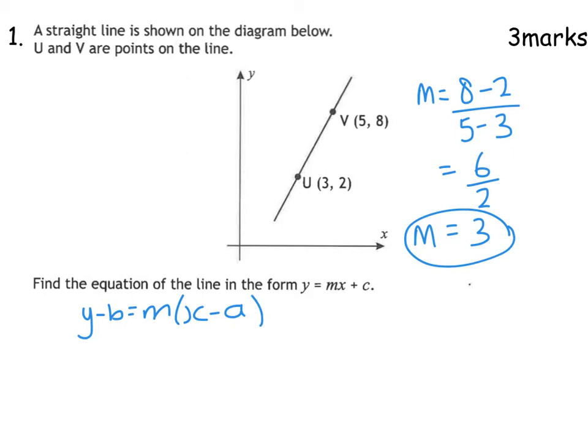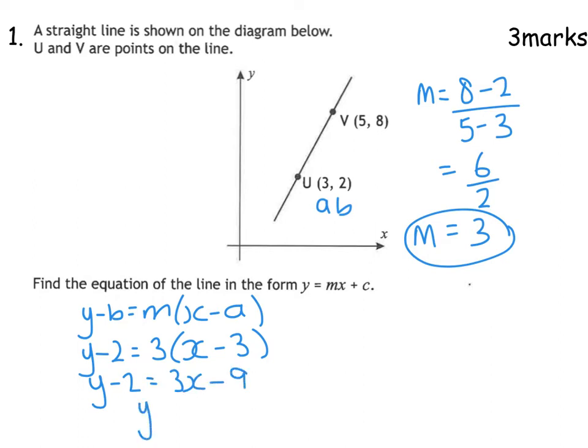And you can choose any of your coordinates. I'm just going to go with the one with the 3 and the 2. So we've got y take away 2 equals 3 bracket x minus 3. Y take away 2 is 3x minus 9. And then bring that over, you've got y equals 3x minus 9 plus 2 takes you to minus 7.